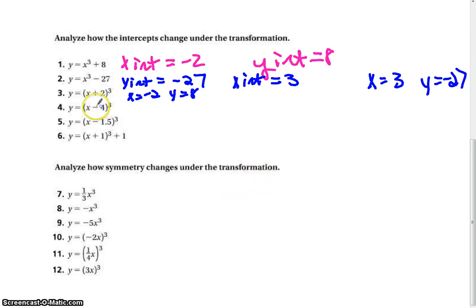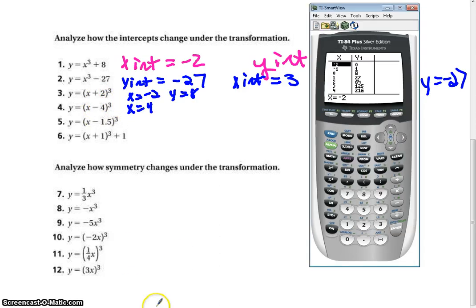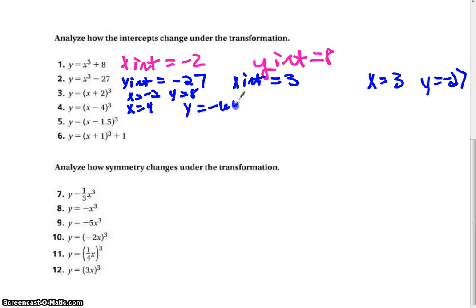This one is going to the right 4, so x should be equal to 4. But let's go look and see. Y equal, and it is x minus 4. And so if we look, sure enough, x equal 4, and then y is equal to -64.